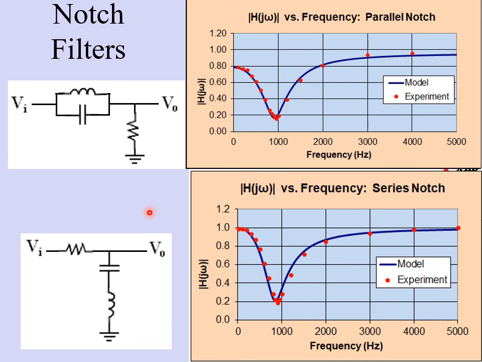Here's the last slide I'll show you. This is the notch filter. This is a parallel notch filter here, and this is a series notch filter down here. Remember, what the notch filter does is reject certain frequencies inside the notch. The notch here is around 800 or 900 hertz, something like that, and you can see that's where the minimum of the filter frequency response is. All other frequencies, it pretty much lets through. So once again, you can see almost perfect agreement between the model and the experiment.